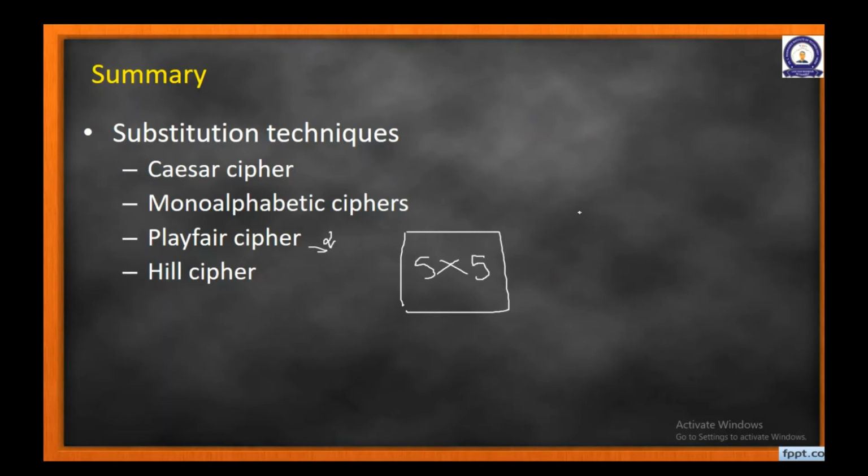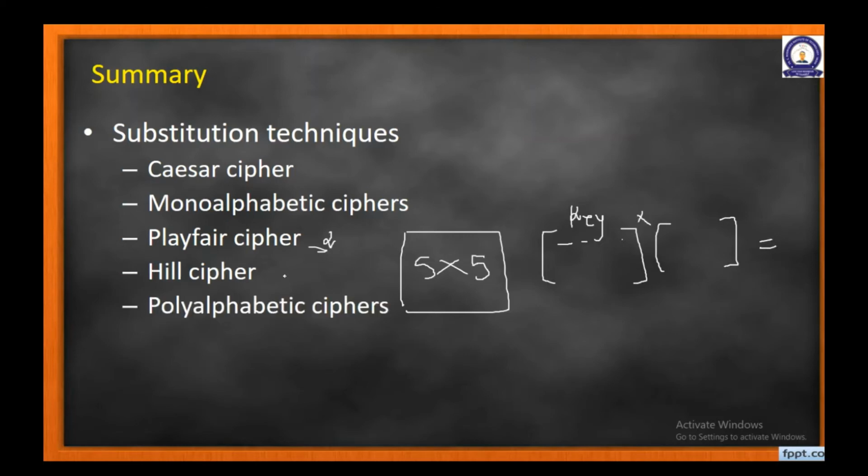Then we have the Hill cipher. You can view this particular video whenever you want to revise these cipher techniques. So the Hill cipher is where I write the key in terms of a matrix. I will write down numbers here, and then it will be multiplied with the plain text, and then you will get your cipher text. So here the mathematical calculations are required.